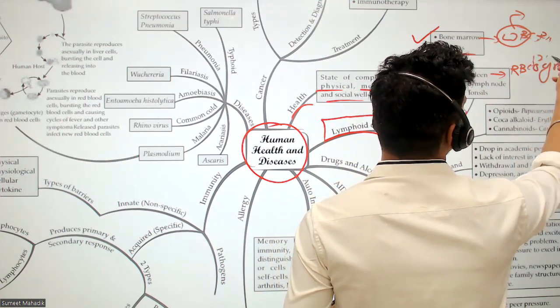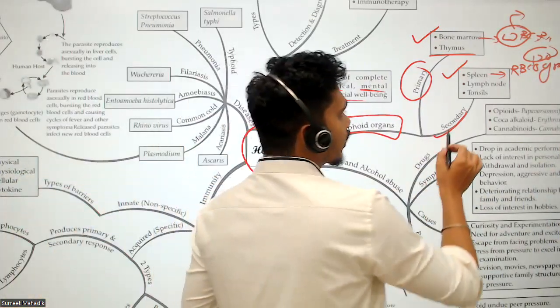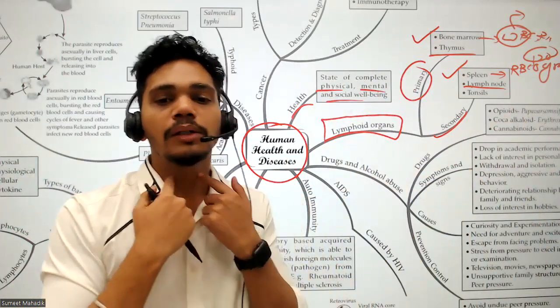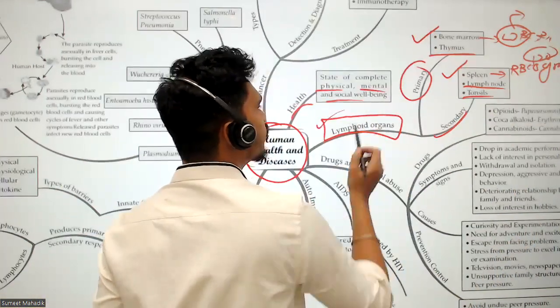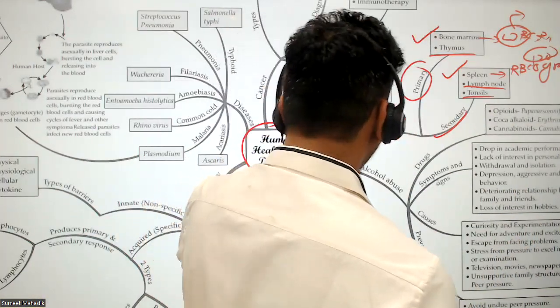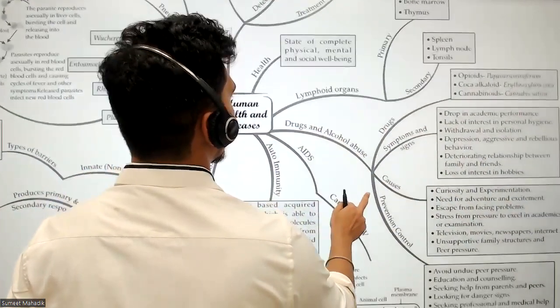After 120 days, each RBC undergoes degeneration. Then lymph nodes and tonsils. Tonsils are here, right? And the lymph nodes are also secondary lymphoid organs. Okay, so this much we have done. Now let's move to these things.